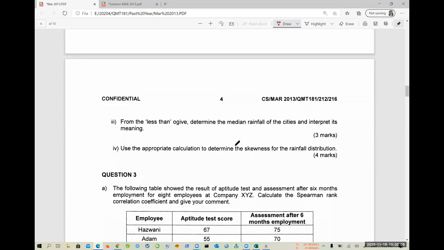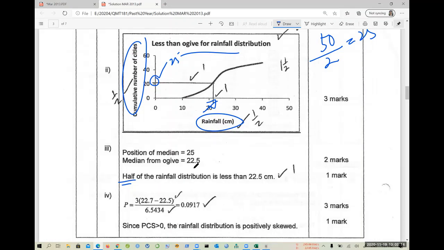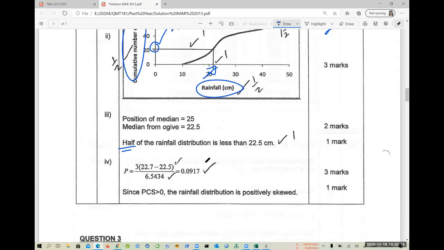Okay. Next one asks you to use the pre-calculation to determine the skewness of the rainfall. So you can use the Pearson measure of skewness. In this case you have the value of mean and the median. So you have to follow the formula. So P here is actually 3 times mean minus median, divided by the standard deviation. So this is what you have.